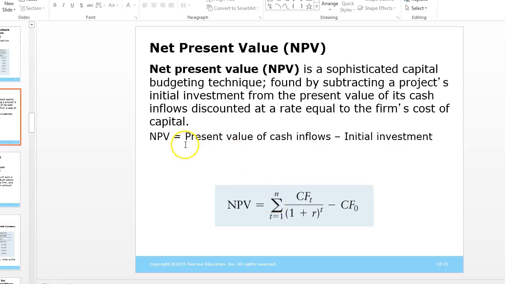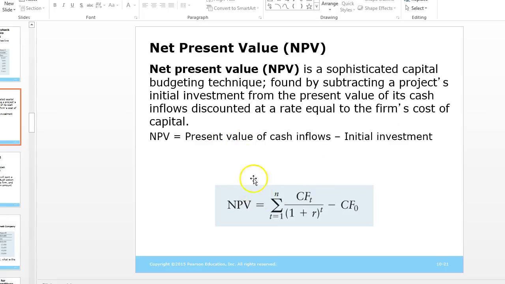But basically what it's saying is that the present value of the cash inflows minus your initial investment is what determines your net present value. And of course, like anything in life, right, you want the net present value to be greater than zero, because you want to make more money here than you invest, right? So if this is less than zero, you obviously invested less than you made, and that's a problem.